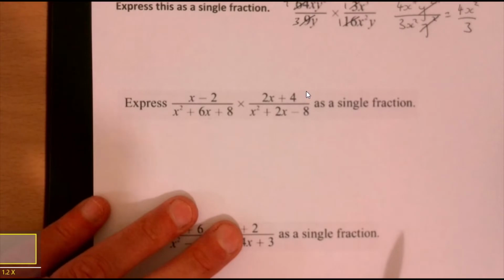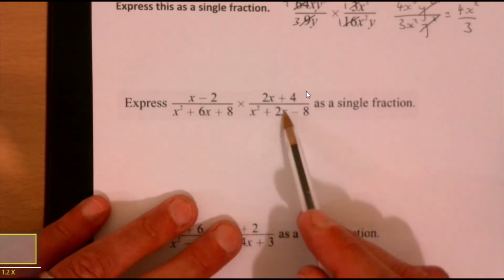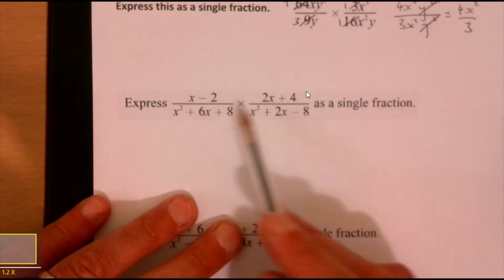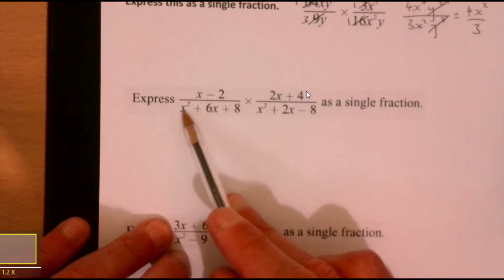Right. Where on earth do we start with this? Wait a minute. What are these guys down here? Okay, they're quadratics. So let's start by focusing on these guys. Let's try and factorize these quadratics here. So look at this one here, x squared plus 6x plus 8.